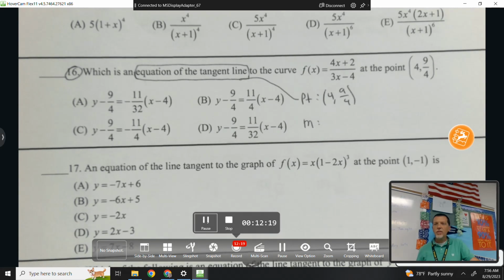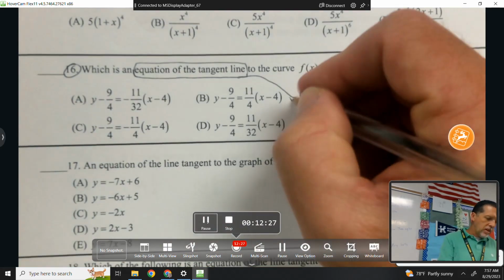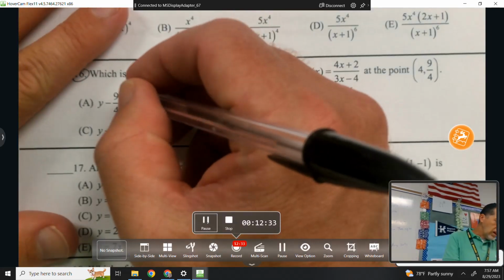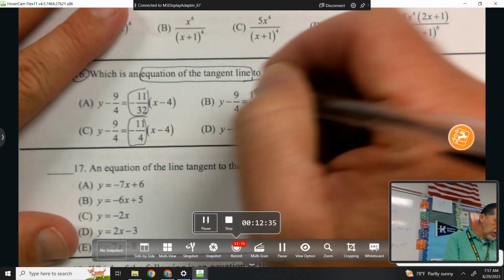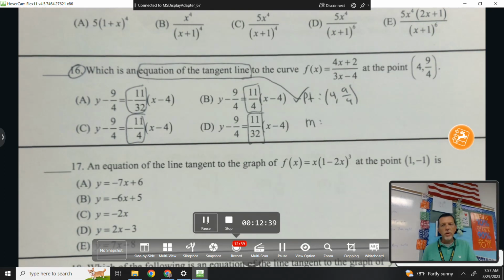Take the derivative, plug in 4, and then I'll have my slope. I'm looking at my answer choices, and they all have the right point in them, so that doesn't narrow things down. But they all have different slopes, so what I'm really looking for is the slope of that line at 4.